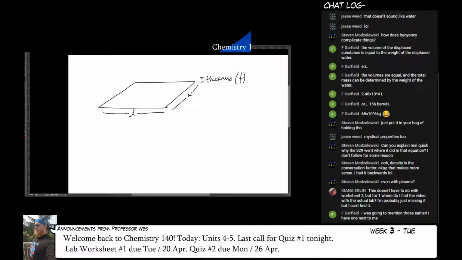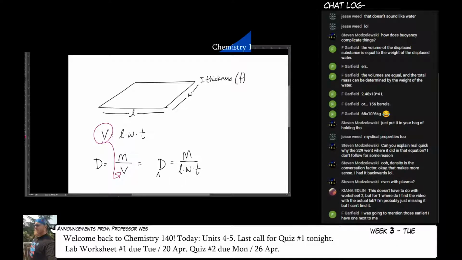Now, if this was a rectangular prism, the volume of this aluminum foil would be the length times the width times the thickness of it. And that would be a volume in cubic centimeters, right? Well, we also know that density is equal to mass divided by volume. And I could say, well, hey, if volume is just this expression, then density equals mass over volume, length times width times thickness, right?